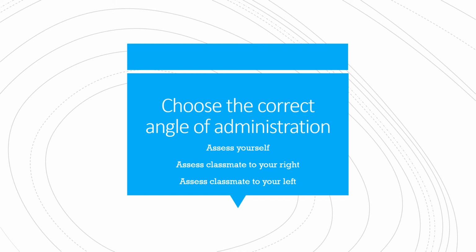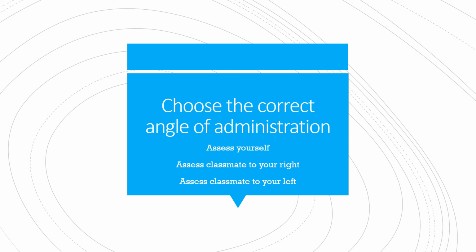So, interactive learning technique. We want to choose the correct angle of administration for insulin. First of all, look at yourself. Look at the outer aspect of your thigh. Pinch up some of the subcutaneous tissue and assess, on yourself, would you need to go in at a 45-degree angle, or do you need to inject at a 90-degree angle?